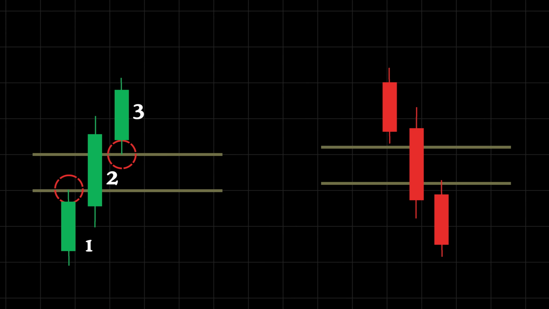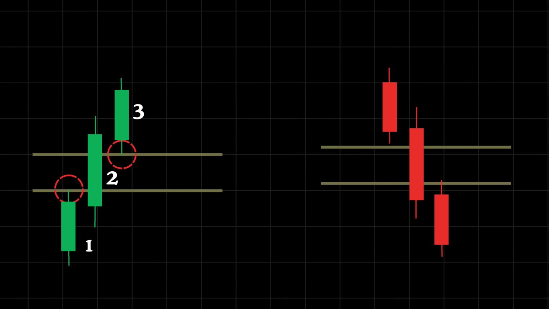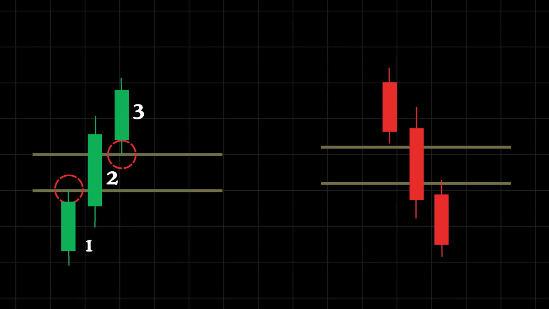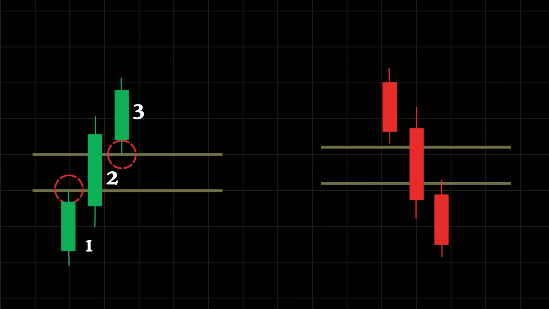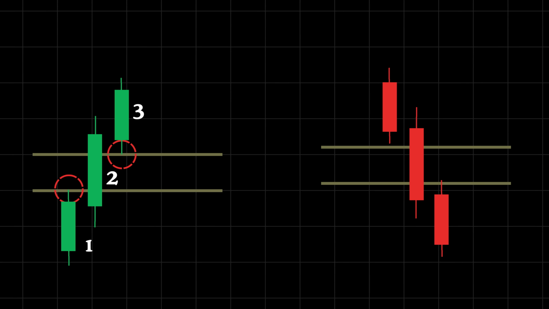That space between the first candle's high and the third candle's low is what we refer to as the fair value gap. Once spotted, mark that zone with a rectangle on your chart. That's your point of interest.